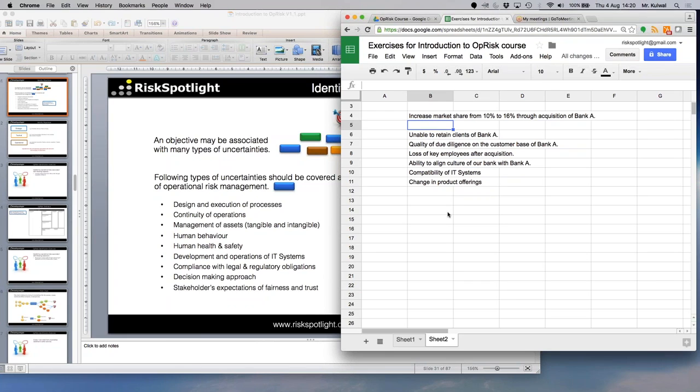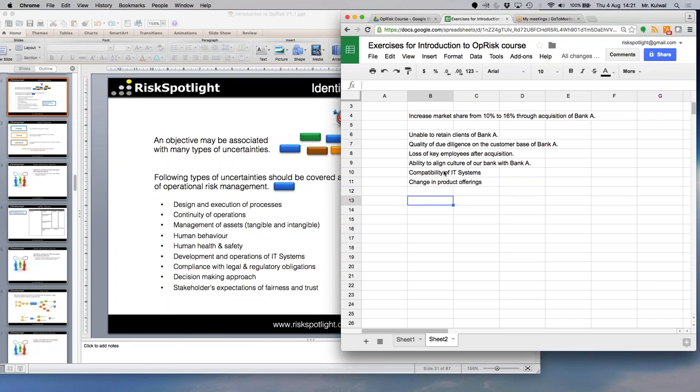Okay, but out of here, so let's just go and qualify. So unable to retain clients of Bank A. Okay, but again, there are lots of things which will need to happen for that, and I think we've listed some of those things, and we'll come to later where most of the time, you don't want to just create a list of uncertainty. There is always an interrelationship between those uncertainties we need to understand, and we'll come to that.